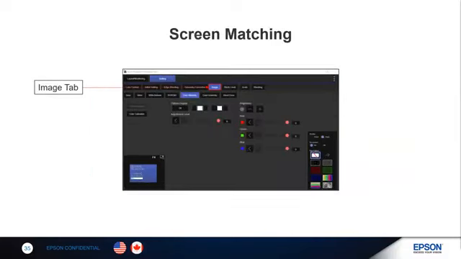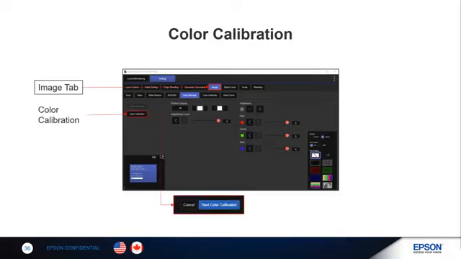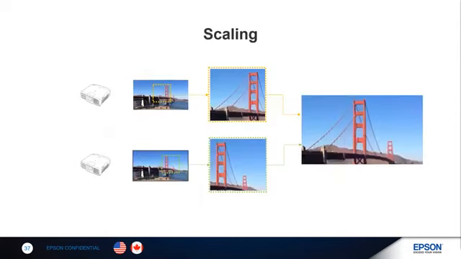And last but not least, there's screen matching. This is actually going to match the brightness and the colors of the projectors so they look alike. So in the image tab, we're going to tap on the color matching, screen matching, and we're done. And one last thing you may want to do: color calibration automatically adjusts the color tone of the entire screen based on the default color settings, and this compensates for any deterioration in color over time. To do that, you're going to click on color calibration and start color calibration.